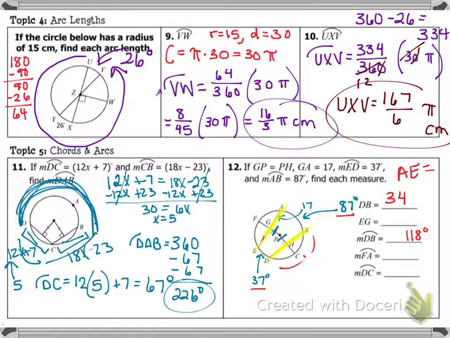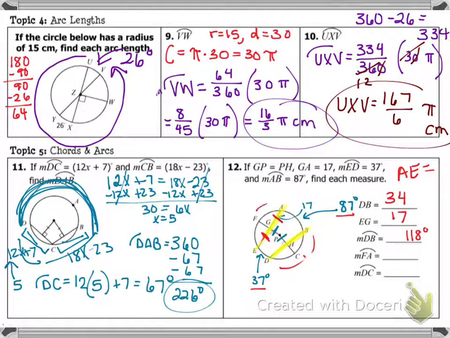EG. That's good because these two have to be the same length also. That's perfect because, back in that theorem from a couple of weeks ago, it did say that this radius has to be a perpendicular bisector. So that's how I know that EG has to be the same length. So this one is 17.